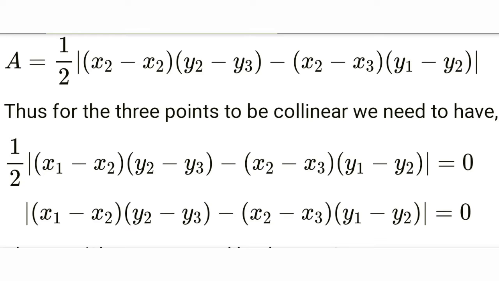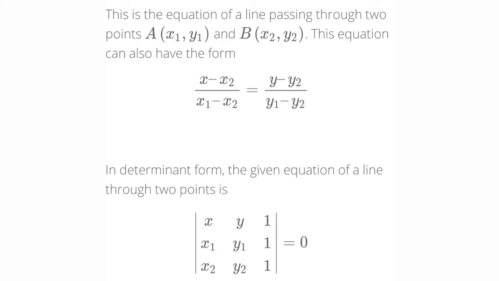So the extended form will be: 1/2 [x1(y2 - y3) + x2(y3 - y1) + x3(y1 - y2)] is equal to 0. Thus the 3 points are collinear. Okay students, so applying this formula, you can prove that the given 3 points are collinear.